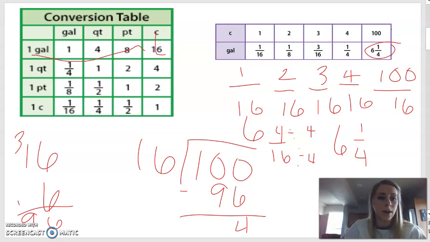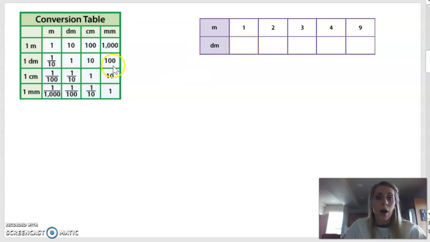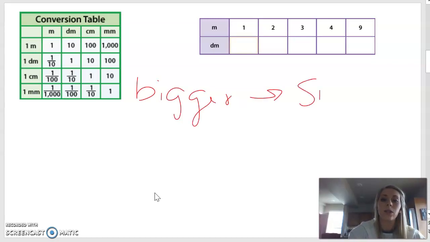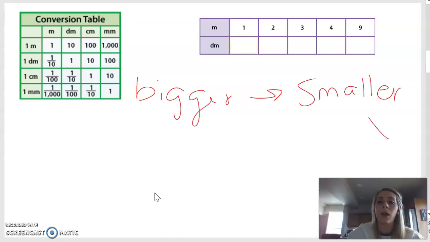Moving on to our next. We are now working with millimeters, decimeters, centimeters, and meters on this conversion table. They did not do this one for us. We are moving from millimeters to decimeters. That means we are going bigger, converting to smaller. When we are going bigger to smaller, we are always multiplying. So we have 1 meter. I go to my meter here, I go to 1. Then I go over to decimeter and meter, and I meet them in the middle.